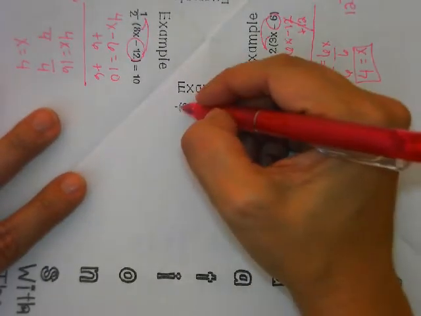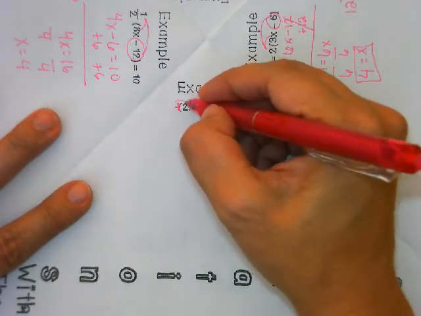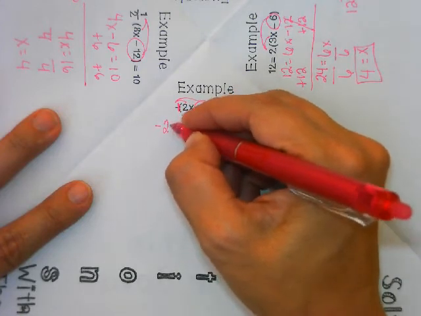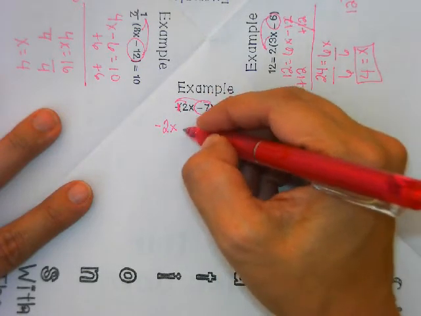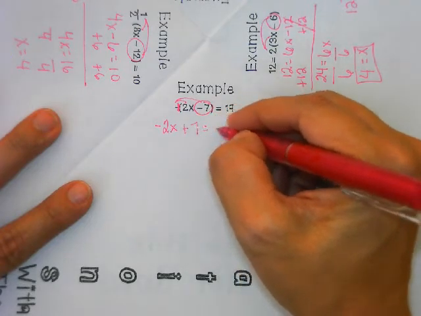And then our last one, so this negative, remember there is a 1 there. You can't just have a sign by itself. So this is distributing a negative 1. So a negative 1 times 2x is a negative 2x. Negative 1 times a negative 7. Negative times a negative is a positive.